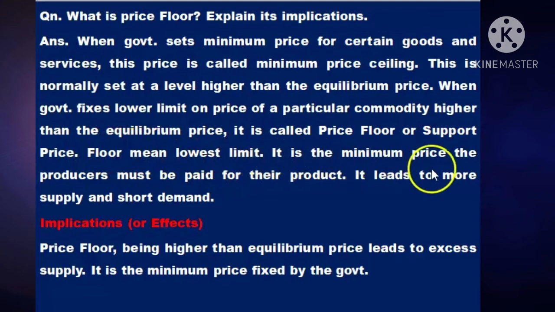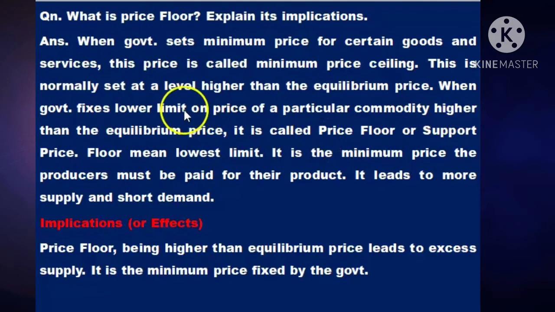Floor means lowest limit. It is the minimum price that producers must be paid for their product. It leads to more supply and shortage of demand. So in this situation, the government is on the side of whom? The producer. The government fixes the price above the equilibrium level, then only the producer will get the profit. So it is the price which is fixed above the equilibrium point, the equilibrium price.